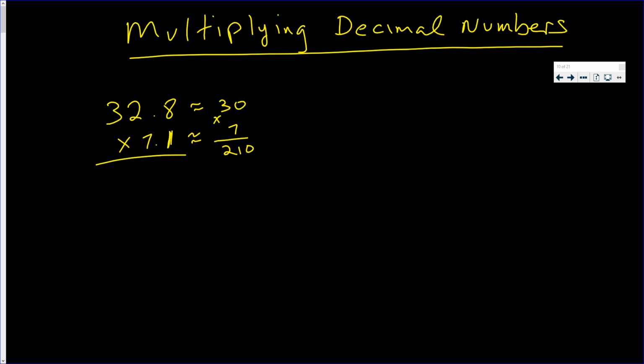Well, rather than going 1 times 8, 1 times 2, 1 times 3, I know what 1 times 328 is. It's 328. Notice I didn't say 32.8. Just ignore the decimals for right now. Indent. Now I admit I don't know what 7 times 328 is.